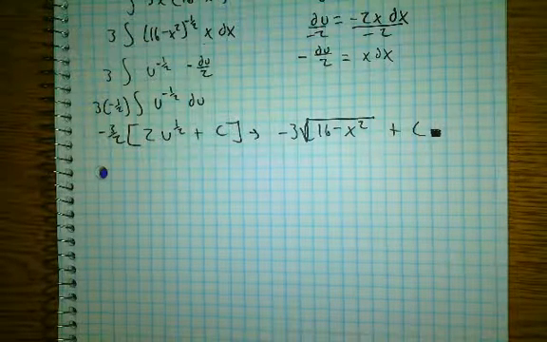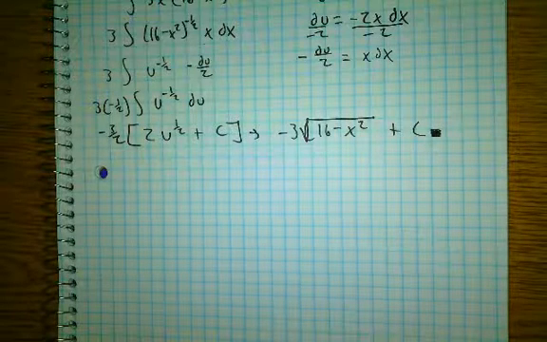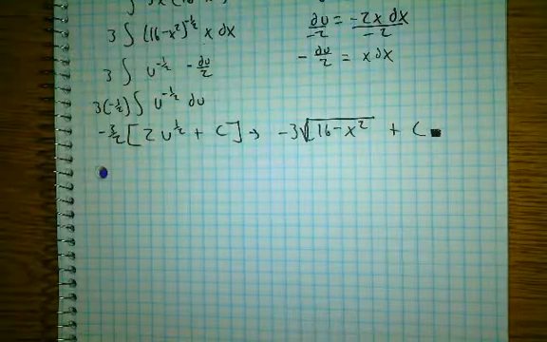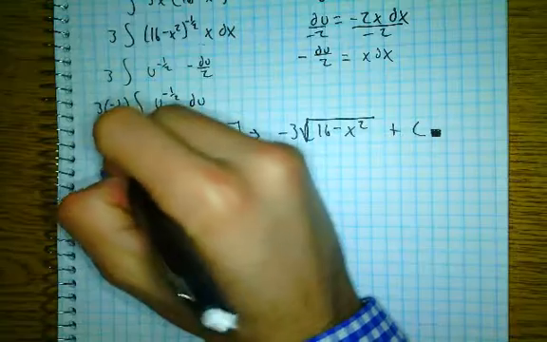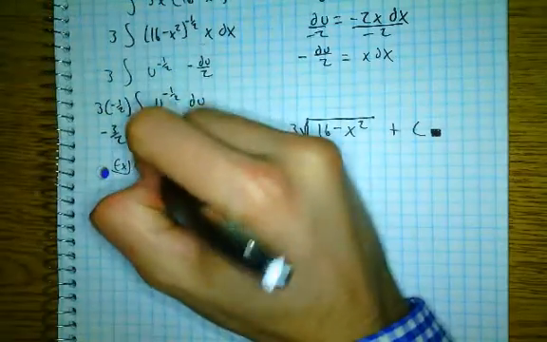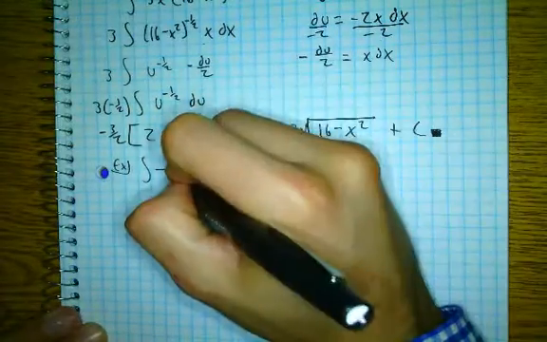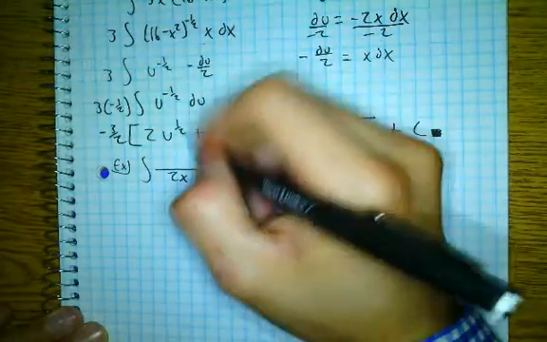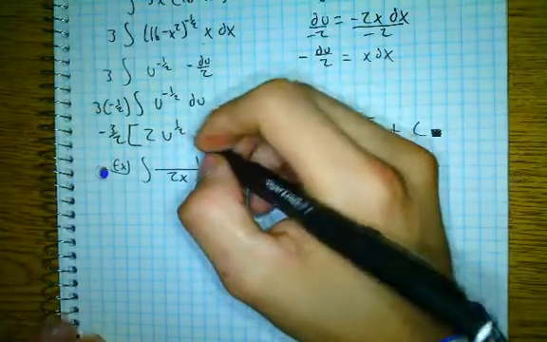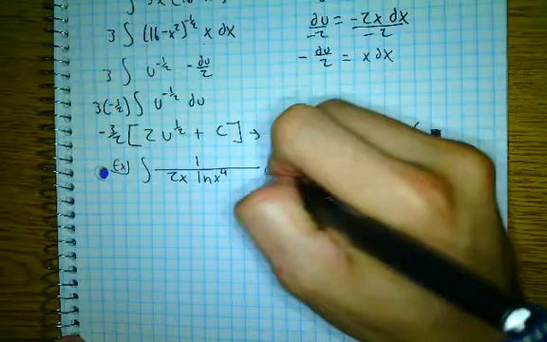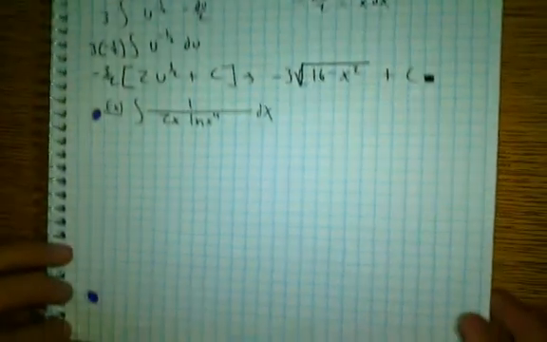Alright. Next example. 1 over 2x times the natural log of x to the 4th power dx. We have the antiderivative of 1 over 2x times natural log of x to the 4th power dx.